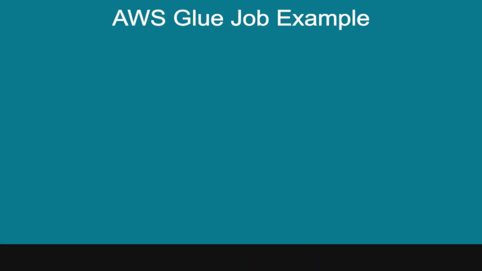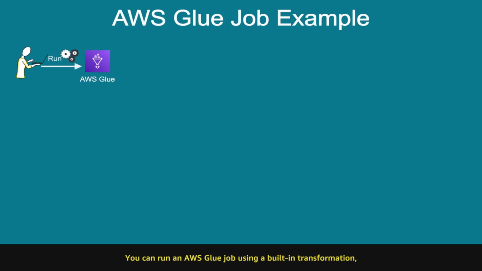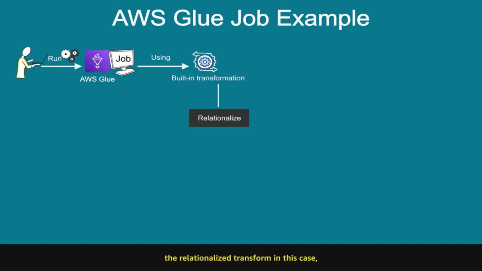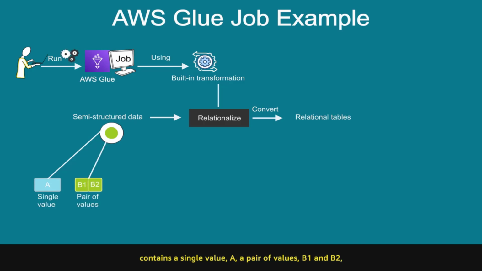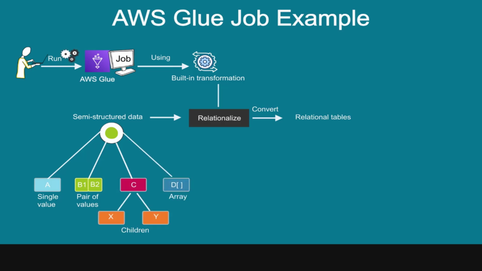Now, let's look at an AWS Glue job example. You can run an AWS Glue job using a built-in transformation, the relationalize transform in this case, to convert semi-structured data into relational tables. For example, this semi-structured data contains a single value A, a pair of values, B1 and B2, a structure C with children X and Y, and an array D.